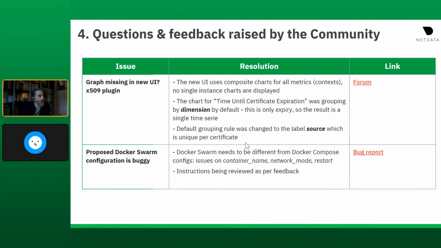And another one was some feedback about the Docker Swarm configuration that we show as commands to deploy and install Netdata. We had the same command for Docker Swarm and Docker Compose, but it seems this is not the best option, and it's not possible even for Swarm. So the instructions are already being reviewed per the feedback. If this is something you experience, there's a reference here on this bug report, and it's already confirmed that the changes are working. So this will also be released soon.